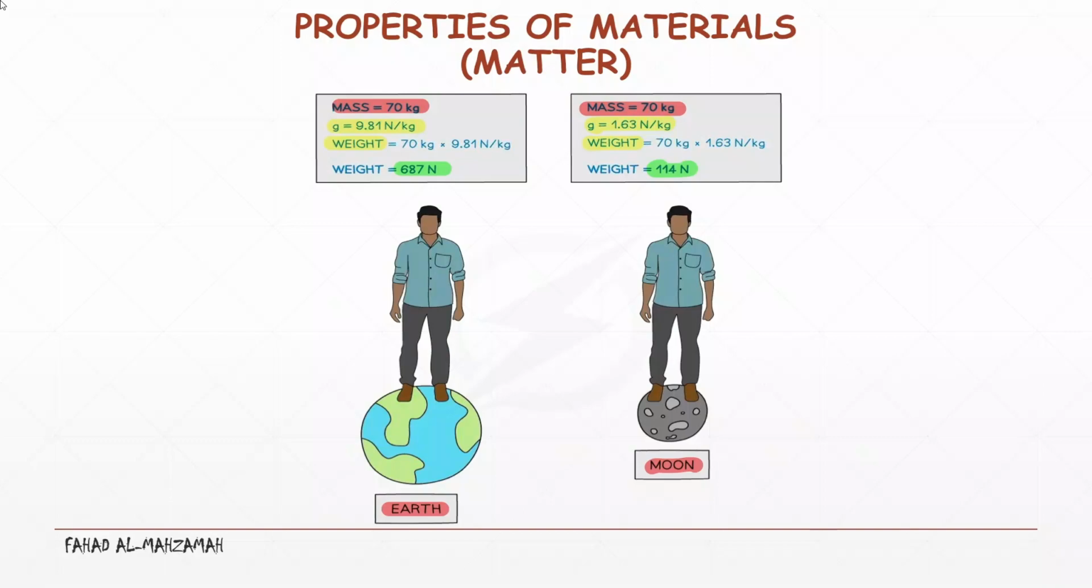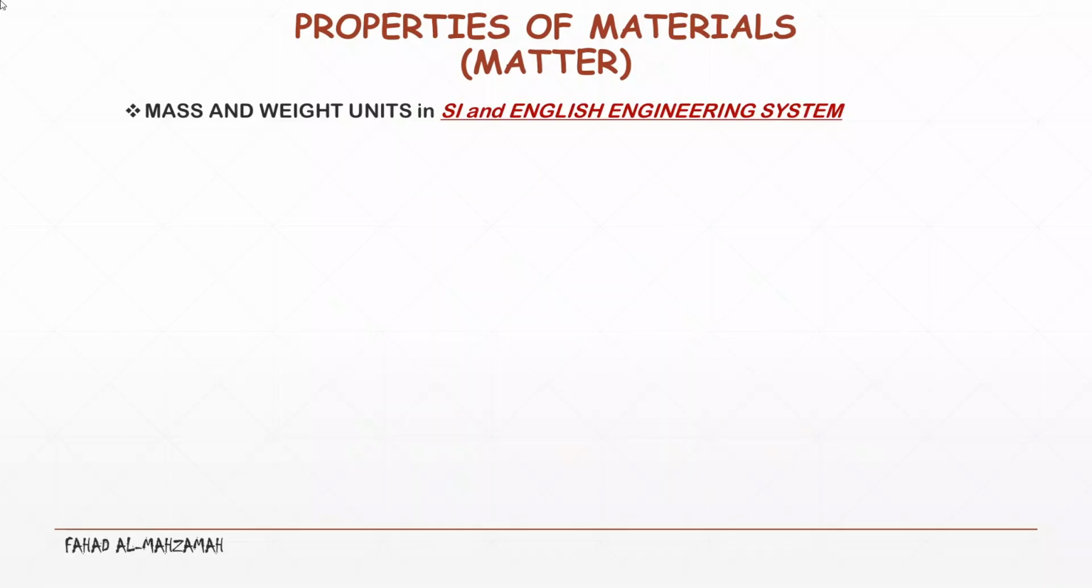Keep in mind that most people and students mix up mass and weight. Now, what are the units of mass and weight in the SI and English engineering systems? Well, in the SI system, mass has a unit of kilogram, while in the English system of units, it is the pound mass.